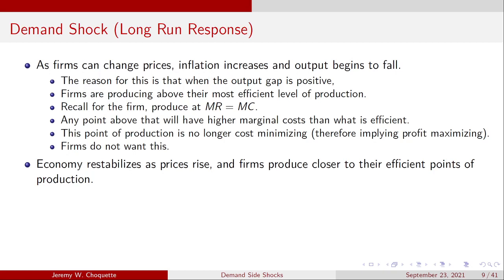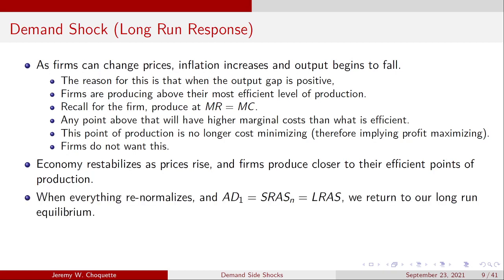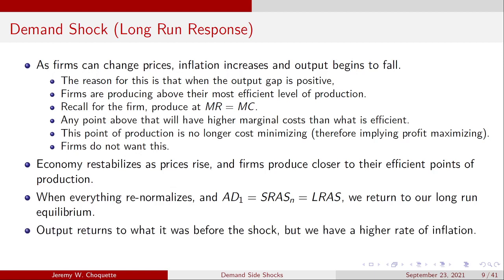When they raise their prices, they get to produce closer and closer to where marginal revenue equals marginal cost. Now, when everything renormalizes, right, we're at 81. That was that first aggregate demand, because aggregate demand shifts once and that's it in this case. Short run aggregate supply shifts a bunch of times, and it stops at, we'll call it SRAS N, for N periods. It stops when it is equal to long run aggregate supply and the new aggregate demand. When that happens, boom, we're at our long run equilibrium again, right? You can think of it as like a steady state. We're in our steady state when that happens.